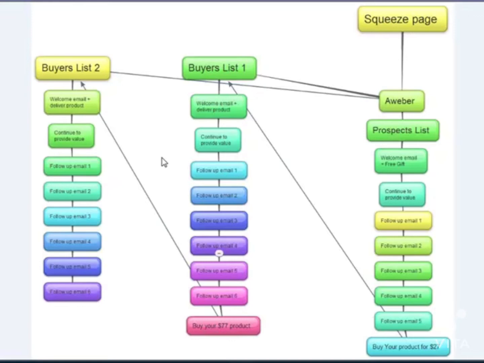So if they buy a $10 course, you could then offer them a $22 course in your next product. When they go onto your buyers list, you can then offer them a more expensive product around $22. But as I said, it all depends on how much you charge for your first product, and that then depends on how much you charge for your next product and the next one after that.